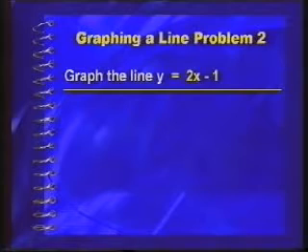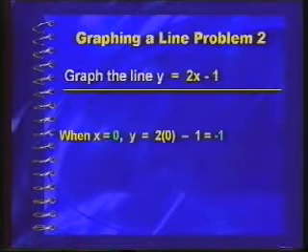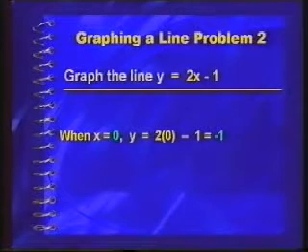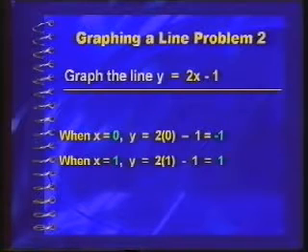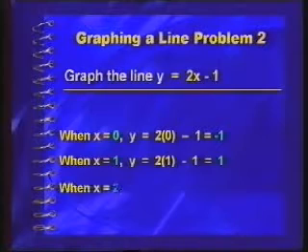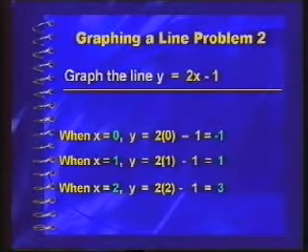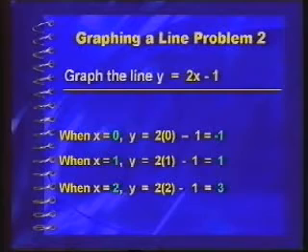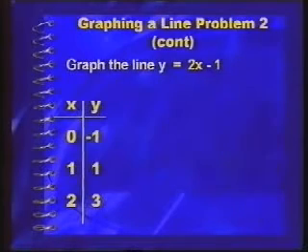Here we have to graph y equals 2x minus 1. Same idea, I just select any x value and I take easy values for x, like 0 for instance. I substitute a 0 in and I get a y equals negative 1. I substitute an x equals 1 in, I get a y equals 1. And then a 2 gives me a y equals 3. Table coming up like this.